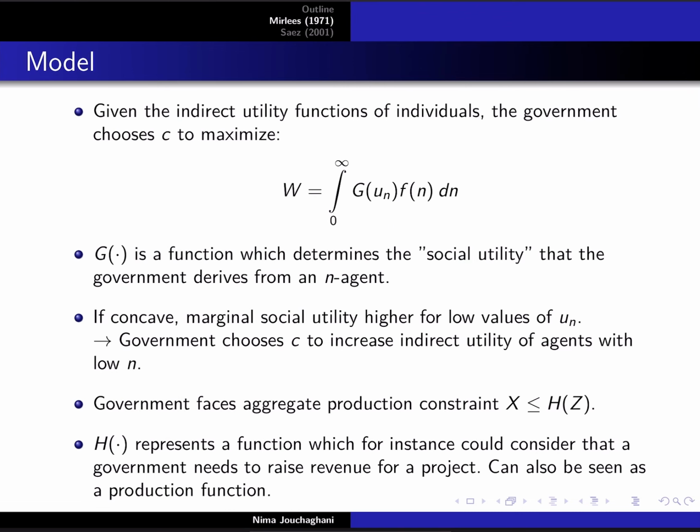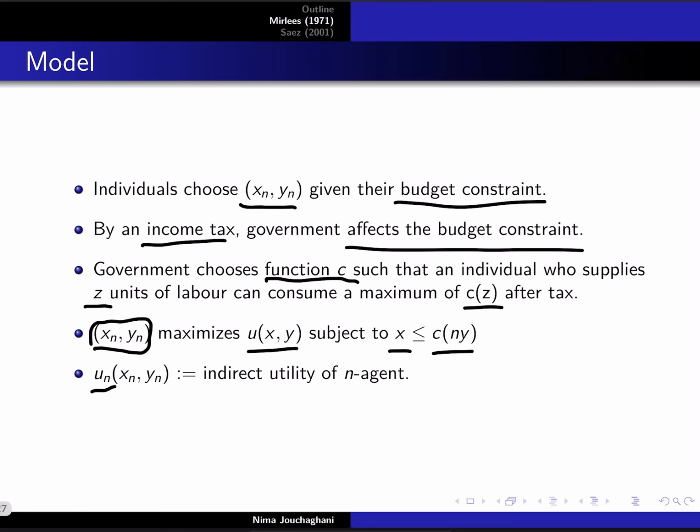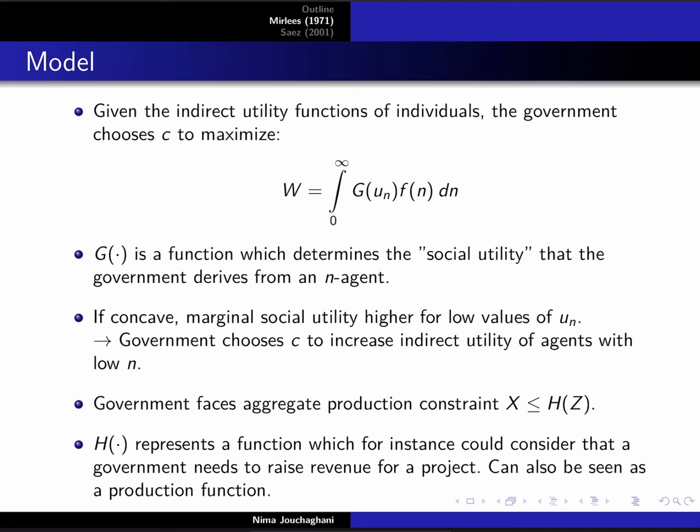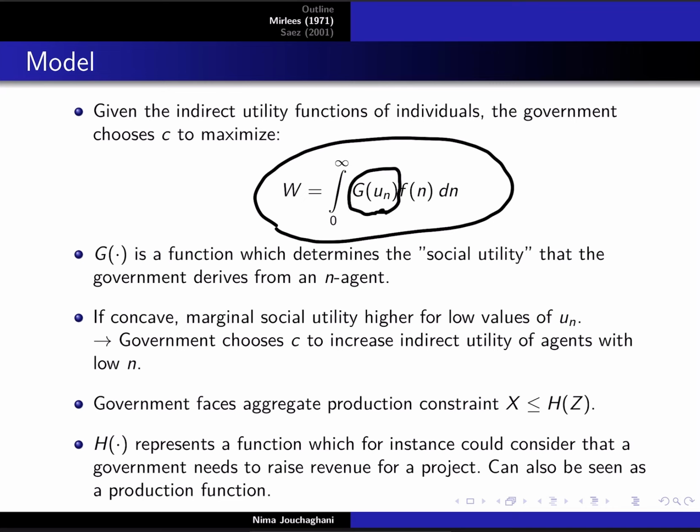So, what is the objective of the government? Now that we have an indirect utility function of the individuals, we act as if the government has already chosen C. For a fixed C, all individuals or N agents have their indirect utility functions. And now we go one step back, in that we now consider a situation where the government is choosing C, so the tax schedule, to maximize a welfare function, which is given by this expression here. So what is this welfare function looking like? Basically, it's summing up all the individual indirect utility functions for the N agents, and then applying some function g on them, and this g function can be interpreted as the social utility that the government derives from an N agent.